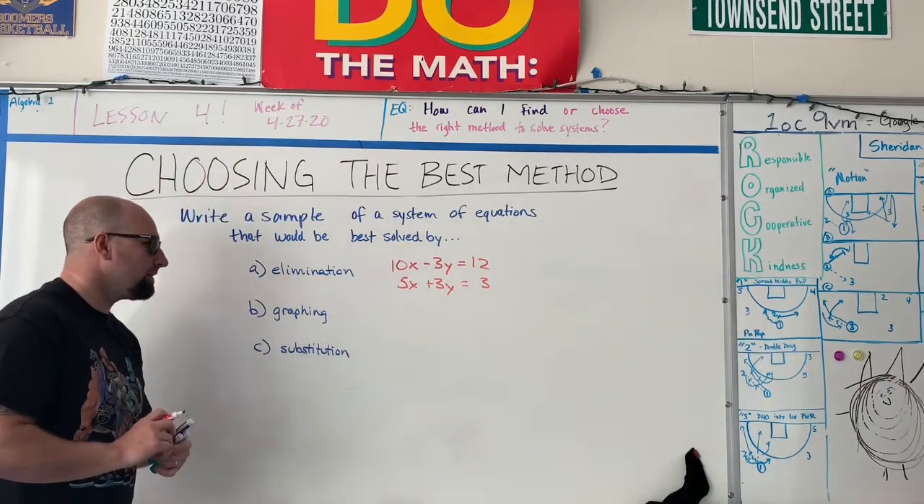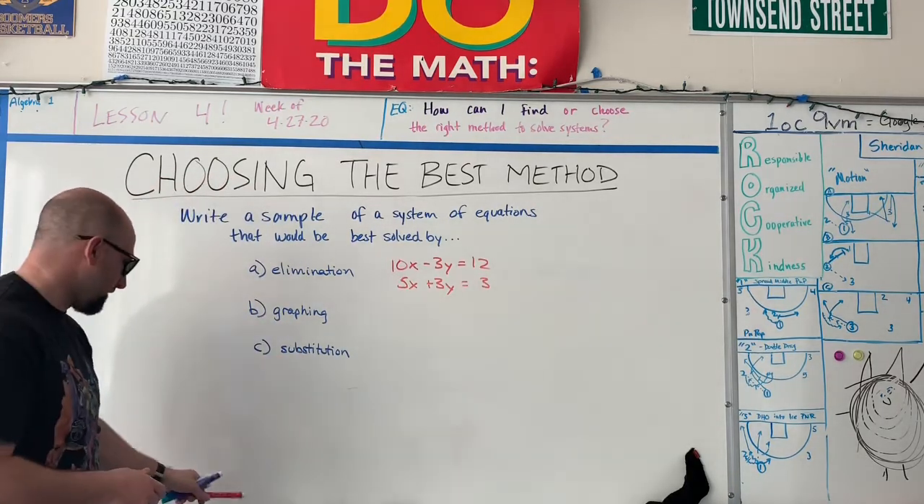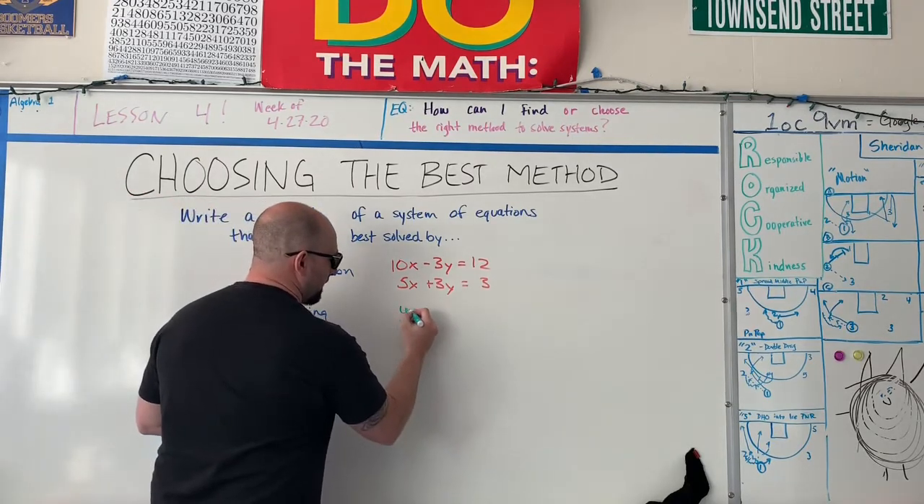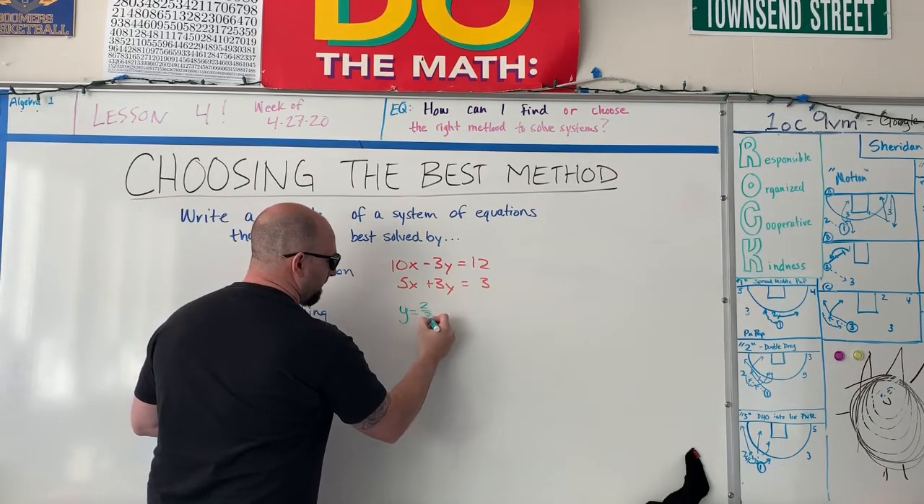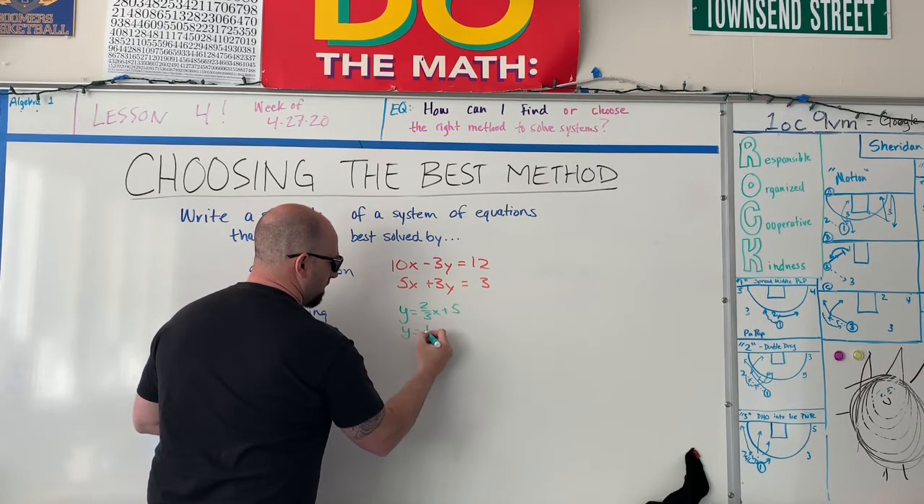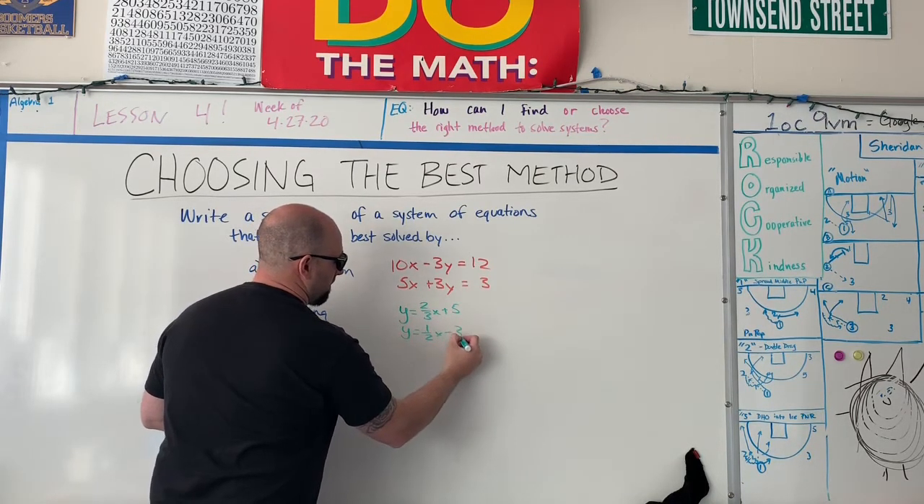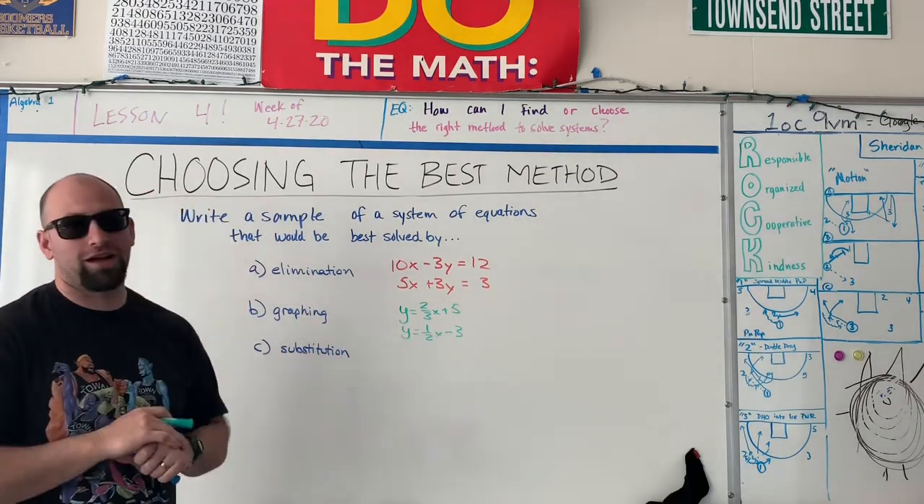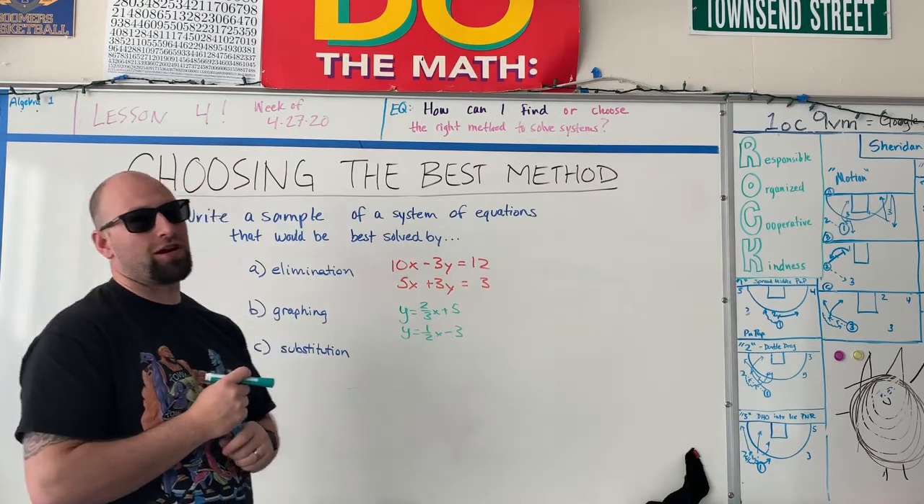Okay, graphing, let's use a different color here. For graphing, I'm going to make sure we got two in slope-intercept form. So we've got two in slope-intercept form, and I just made them both fractions, so we already have the rise over run for those to graph easily.